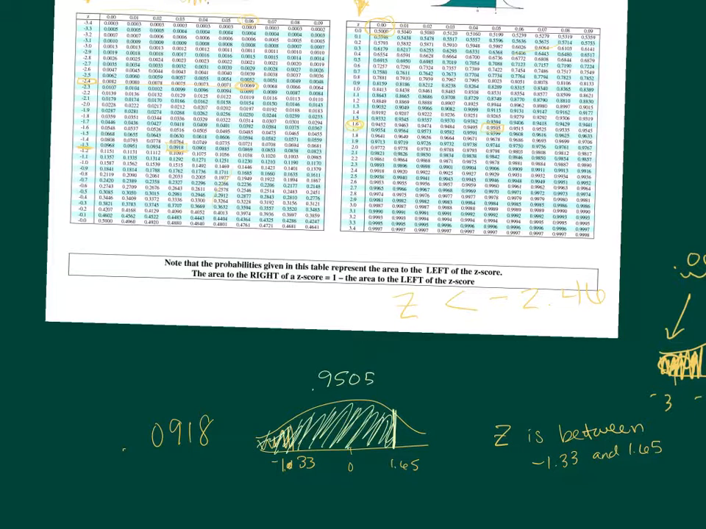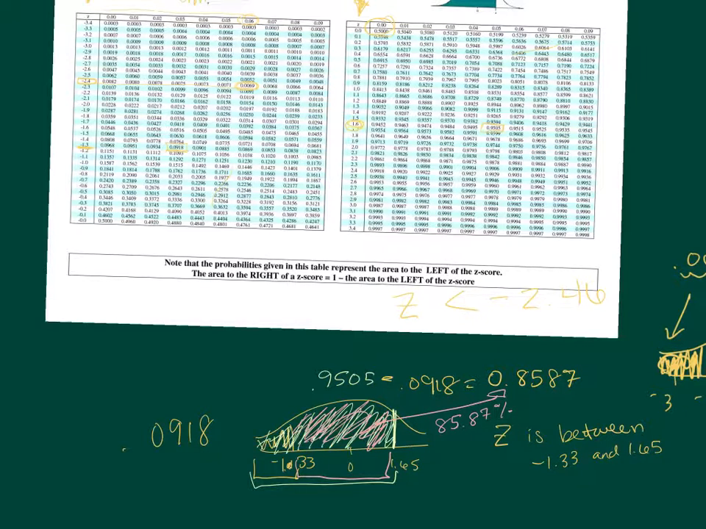What I'm actually looking for is just this information between here. So how do I find that? I'm going to take this small section and subtract it from our giant green section, so that it leaves us with just this pink section here. So I have 0.9505 minus 0.0918. Let me grab my calculator. That gives us a total of 0.8587. So the percentage of our curve that would be in pink here is 85.87% of the data.